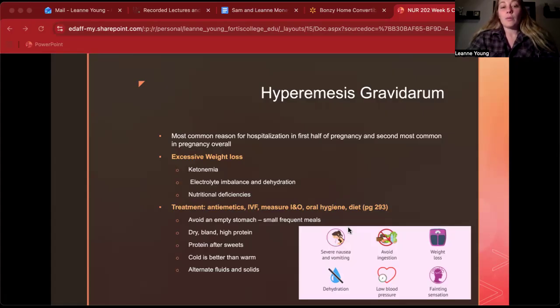Are the dehydration and the electrolyte imbalances, because it can be very dangerous. Nutritional deficits are something we're going to see with that as well, because they're not having an adequate source of intake. Treatment would be antiemetics, IV fluids, measuring ins and outs, oral hygiene, and diet.